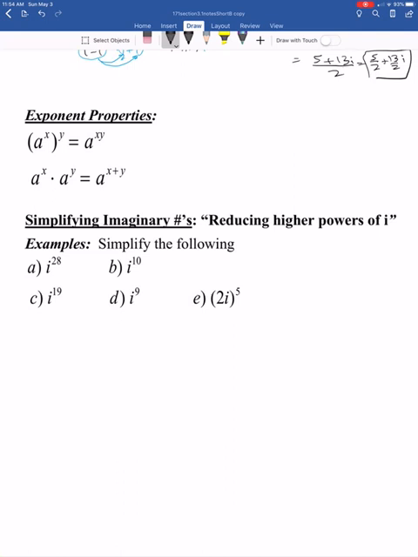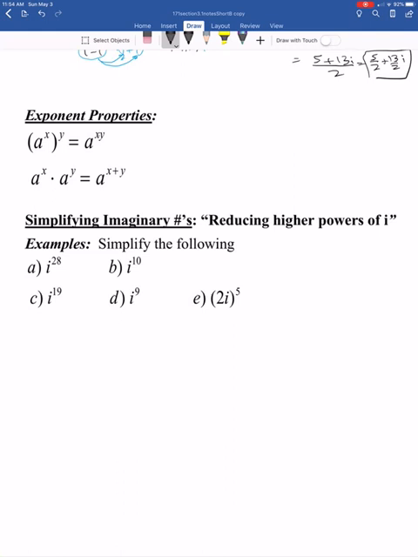And with that said, I'm going to use a couple of exponent properties. So I'll put some review properties in our notes. First property is a power to a power. You multiply the exponents. A to the x power, that exponential term, raised to a power y is the same thing as saying a to the x times y. So you multiply those exponents together.